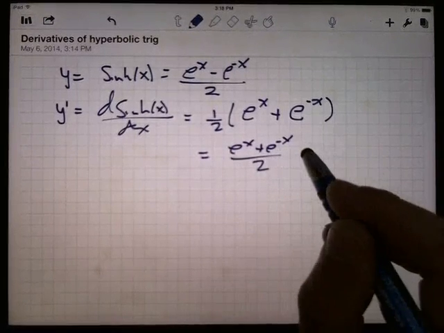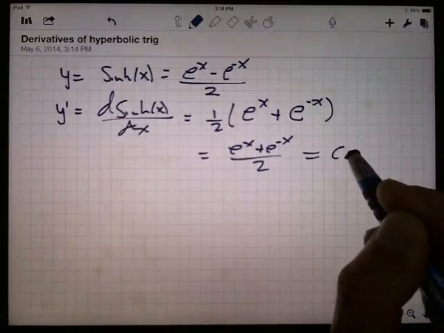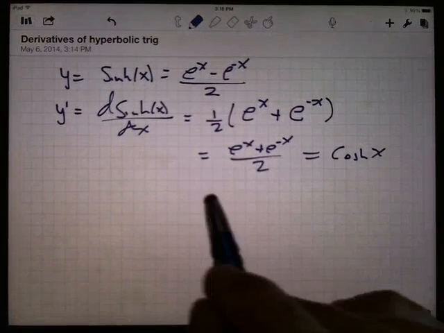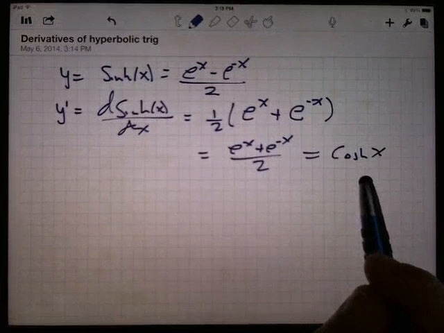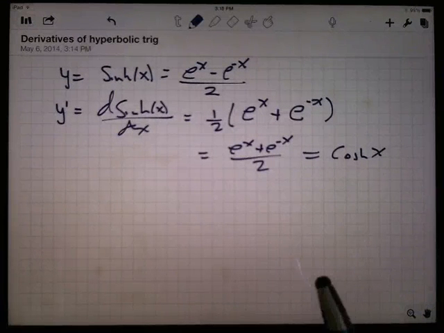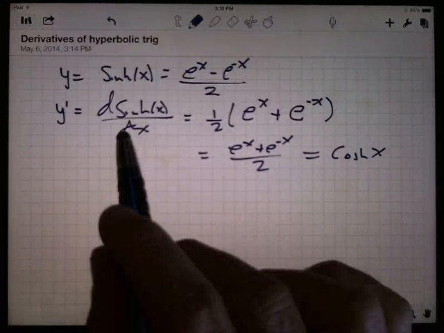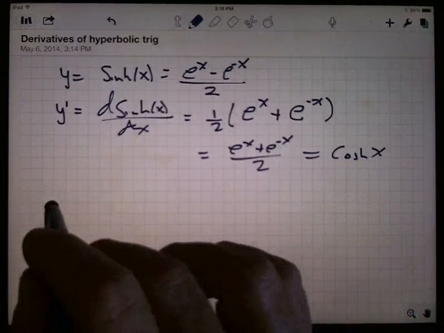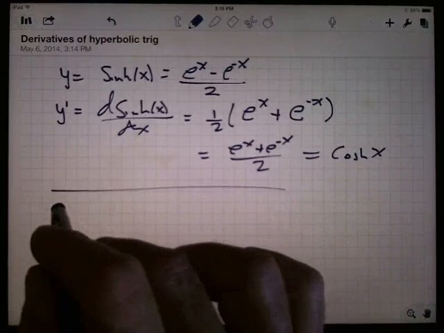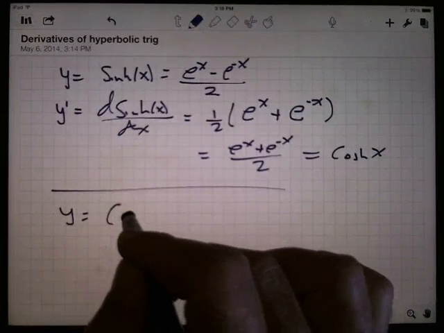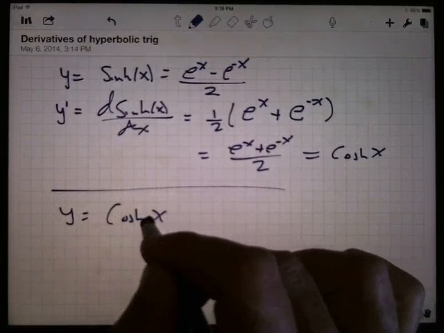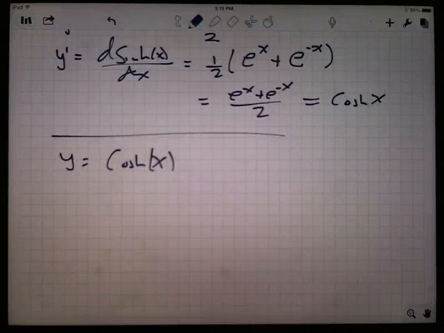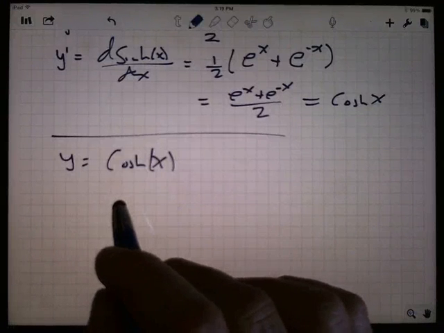That I recognize as being the hyperbolic cosine. So the derivative of the hyperbolic sine of x is the hyperbolic cosine of x. Wow, that's cool. I mean, that's very much like regular trig functions. Okay, but now we've got hyperbolic trig functions. All right, now let's move on to y equals the hyperbolic cosine of x. I bet you've got a guess as to what its derivative is. I wonder if you're right.